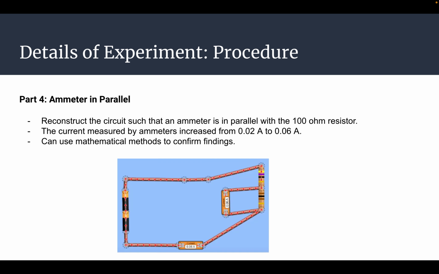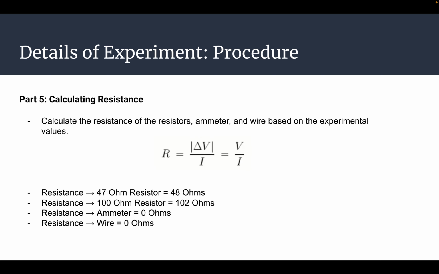Part 4. Ammeter in parallel. Reconstruct a circuit such that an ammeter is in parallel with a 100 ohm resistor. The current measured by the ammeter increased from 0.02 A to 0.06 A, and we can also use mathematical methods to confirm the findings. Part 5. Calculating resistance. Calculate the resistance of the resistors, ammeter, and wire based on the experimental values.